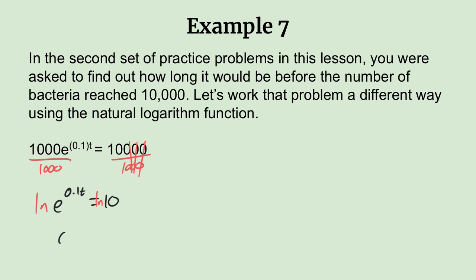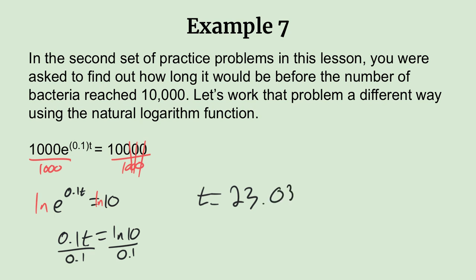So then we're left with 0.1t equals natural log of 10. Divide both sides by 1/10, and we get t equals natural log of 10 divided by 1/10. And that's where you get your answer of 23.0203. And it's asking for time, right? So that'd be 23. What was the time length? Hours.